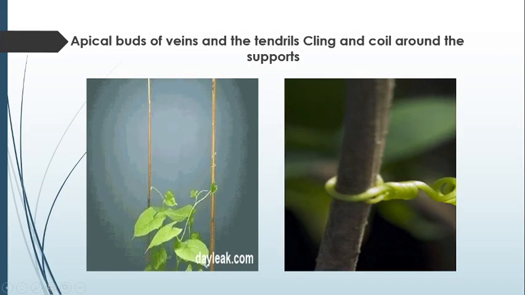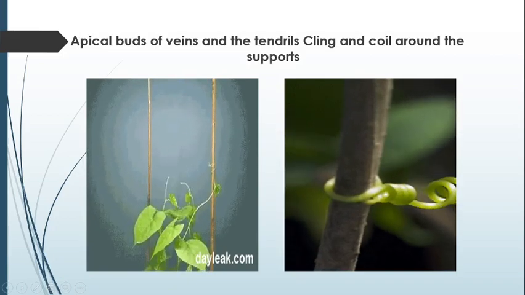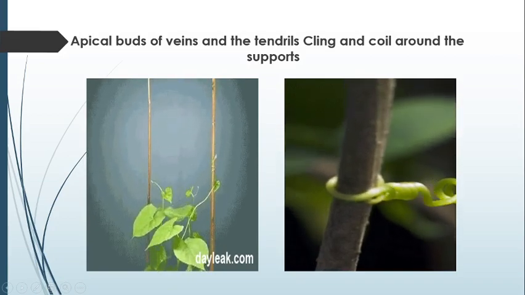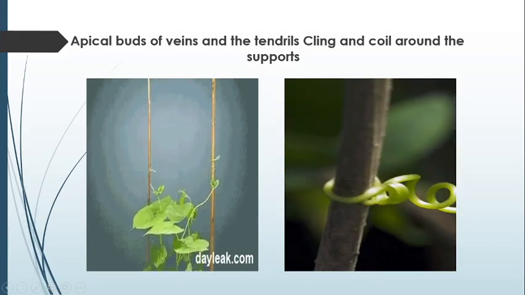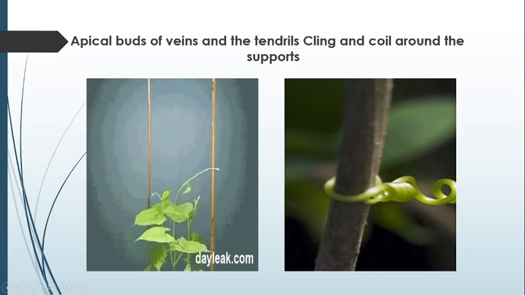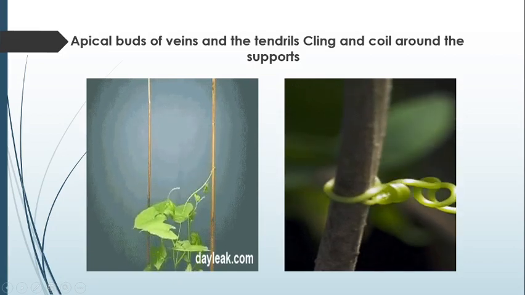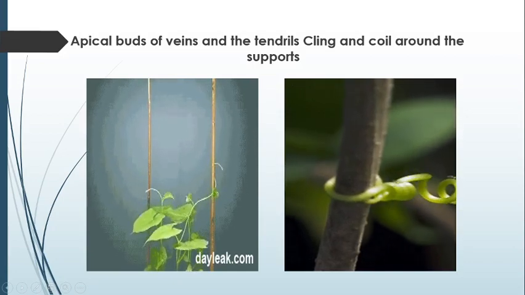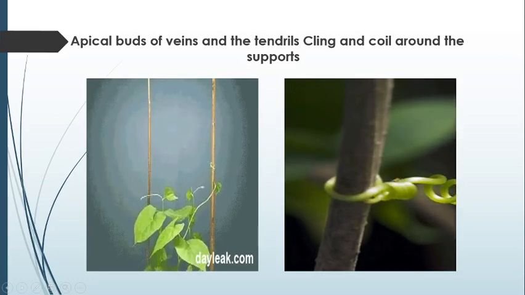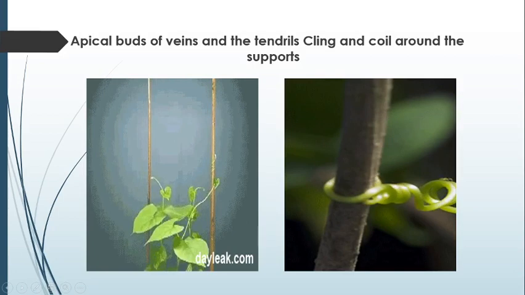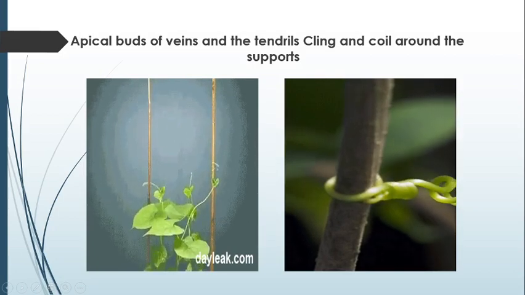The apical buds of the vine and the tendrils clinging and coiling around the support can be observed. Both these movements are positive thigmotropic movements. They get enough support to grow by this clinging and coiling.